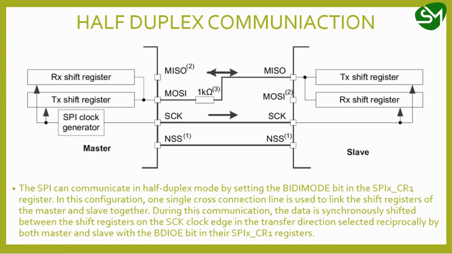And another mode is half duplex communication, where the MISO pin of the master and the MOSI pin of the slave are left free, and MOSI of the master is connected to the MISO of the slave. So here also the communication can happen from master to slave and slave to master, but this bidirectional communication cannot happen at the same time. That is, either the master can transmit the data, and only after transmitting the data can the slave transmit its data to the master. Either one can occur at a time.